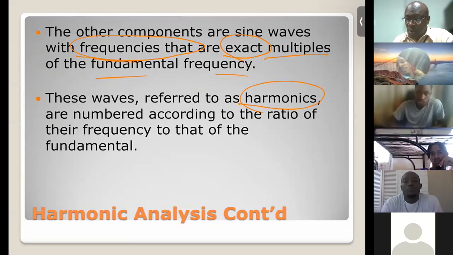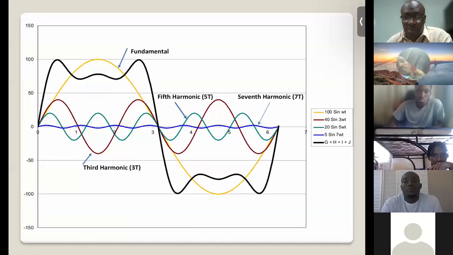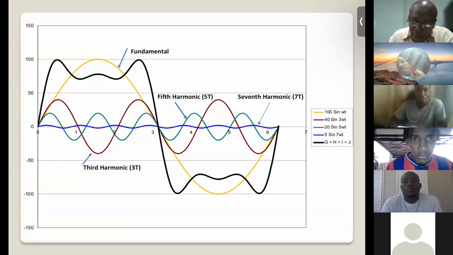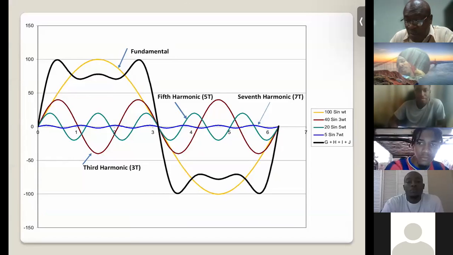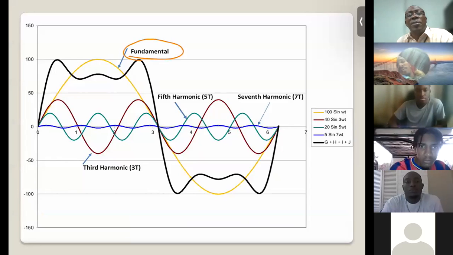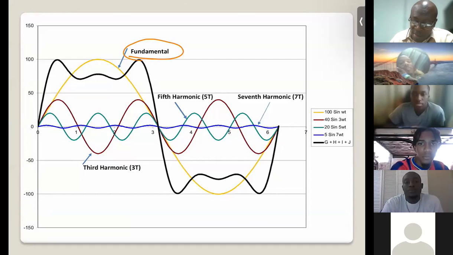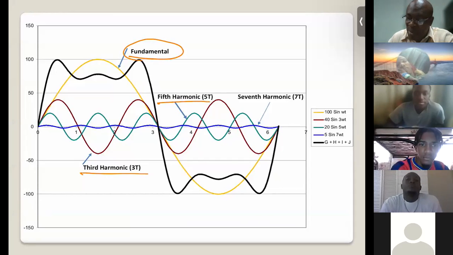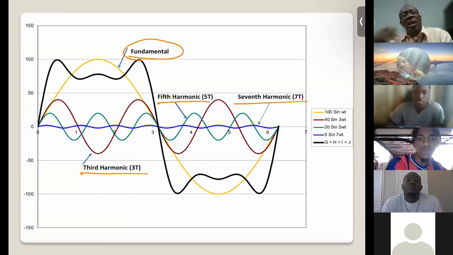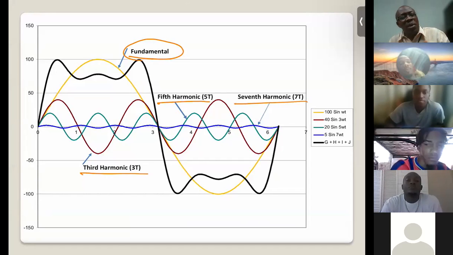All right? So for our complex wave, we therefore have the fundamental, which is that big wave, which has the same frequency as the original wave that we are analyzing. But then we have the harmonics. And so you have the third harmonic, you have the fifth harmonic, you have the seventh. Of course, if we continue, we have the ninth, the 11th, the 13th, but these are the harmonics that are part of a square wave.